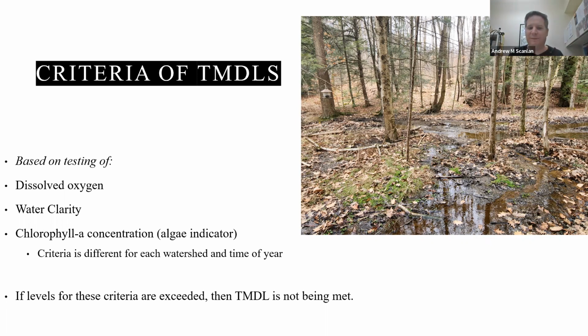The criteria is different for each watershed and time of year. Winter months tend to be not as productive as spring and summer months, so the TMDLs aren't going to be as high in the winter months. The main thing is whether levels for these criteria are exceeded. If we say that to be a healthy stream, dissolved oxygen has to be 5 or greater, and it turns out to be 2, then the TMDL is not being met. This is important for regulatory agencies to enforce restrictions, saying we need to either reassess the TMDL or there's nutrient pollution somewhere that we need to get a better handle on.